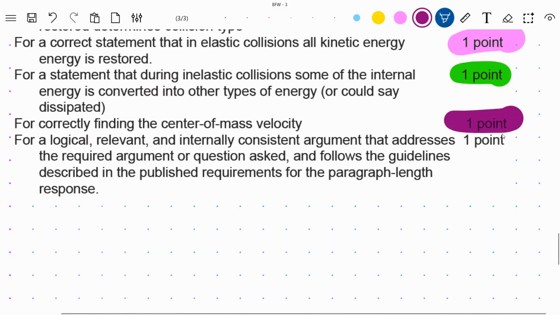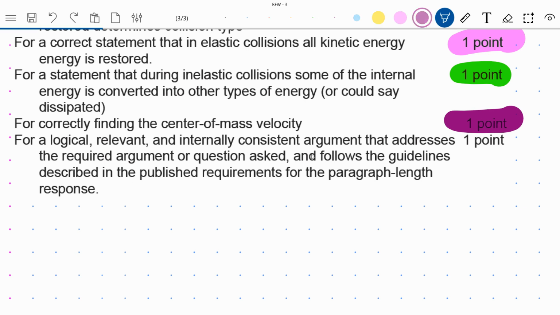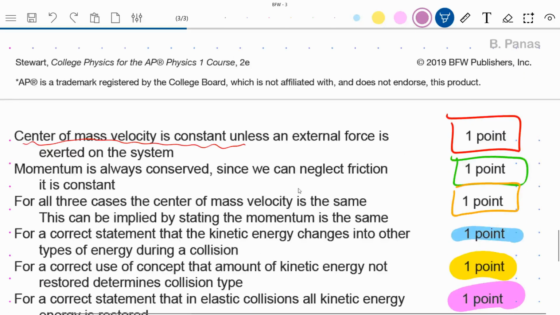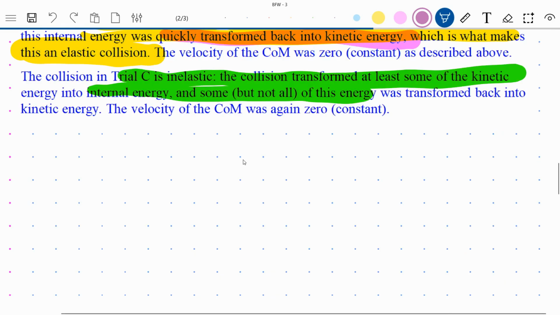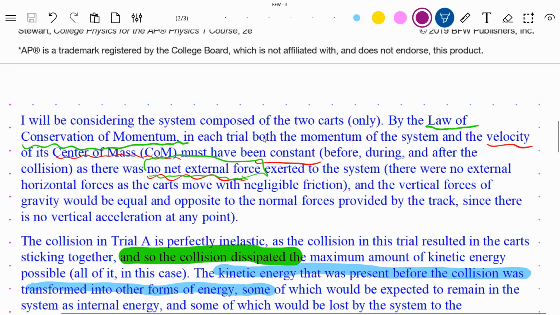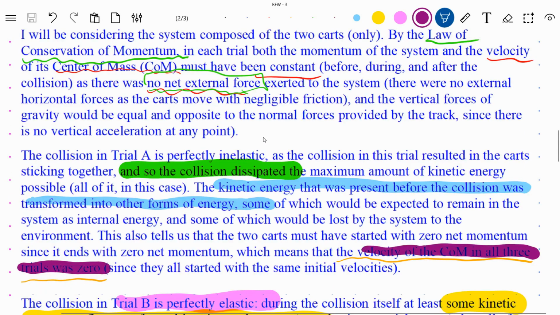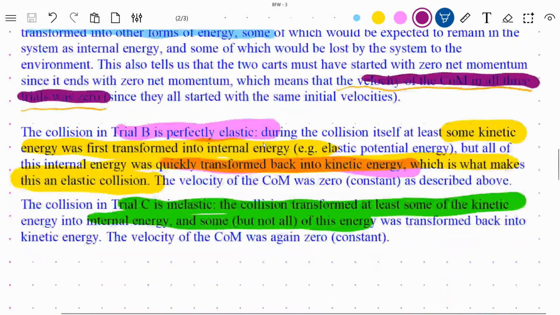The last point is more of a generalized point, as we've seen before. Just holistically speaking, is the whole answer logical, relevant, internally consistent, etc.? And I would argue that, yes, it is. It's fairly well laid out. It should flow nicely. I don't have any incorrect statements. I don't really go into anything that is irrelevant to the situation at hand. So that point should easily be earned.